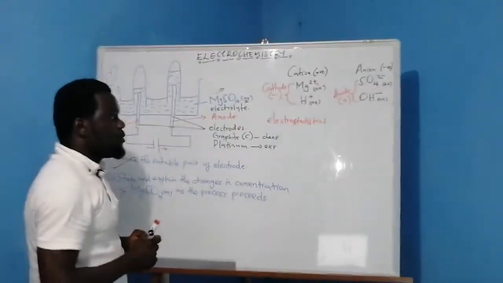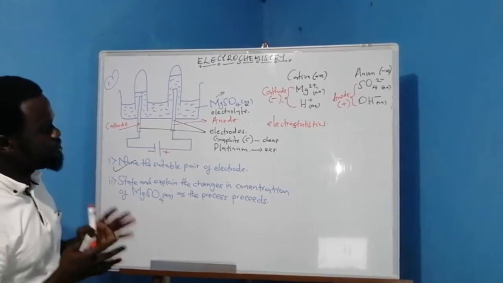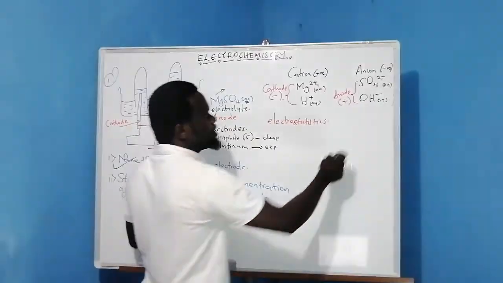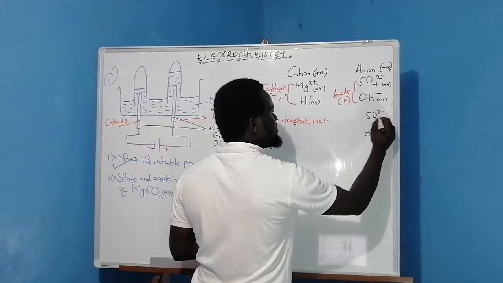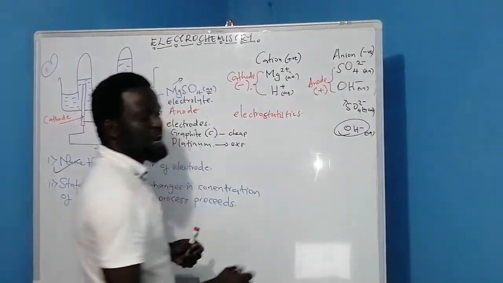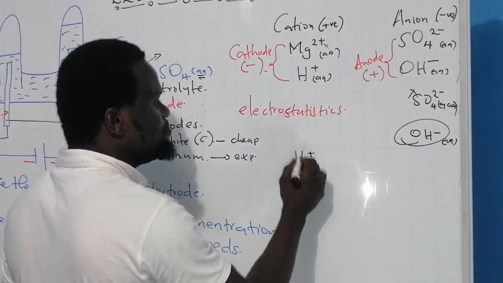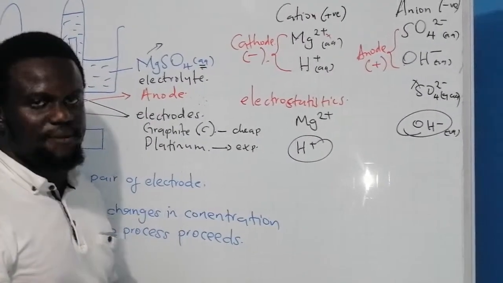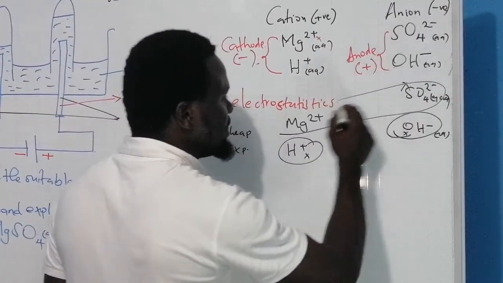Now, we have factors that affect preferential discharge, and in this case, we are going to look at the position of the ion in the electrochemical series. I might not be able to draw the whole electrochemical series, but when we look at the anions, hydroxide is below sulfate in the electrochemical series. It therefore means that hydroxide ion will be discharged, but sulfate ion will not be discharged. Similarly, when we look at the cations, hydrogen ion is below magnesium ion in the electrochemical series. Therefore, hydrogen ion will be preferentially discharged. What does it mean? Hydrogen will be discharged, hydroxide will be discharged, leaving magnesium and sulfate ions alone.